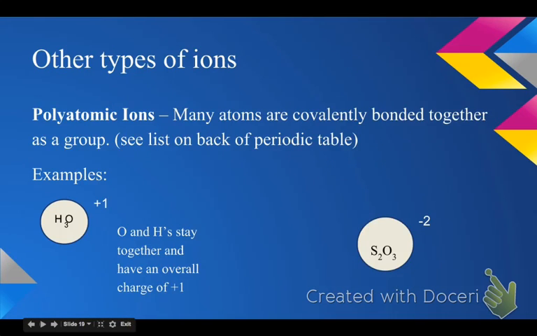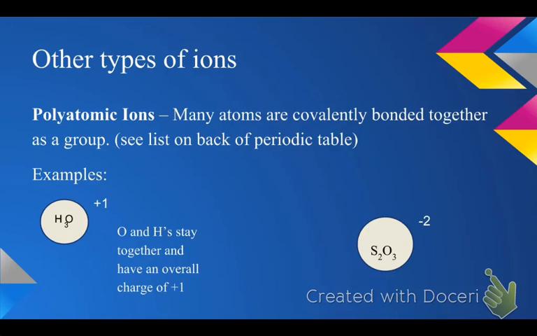So polyatomic ions are many atoms covalently bonded together as a group that have picked up a charge, either by gaining or losing electrons. So first on the left here, you have H3O+, and again, if you flip over onto the back of your periodic table, you would see this on your list of polyatomic ions as hydronium. It's one of just 2 polyatomic cations. In fact, it's the last one listed in your table.